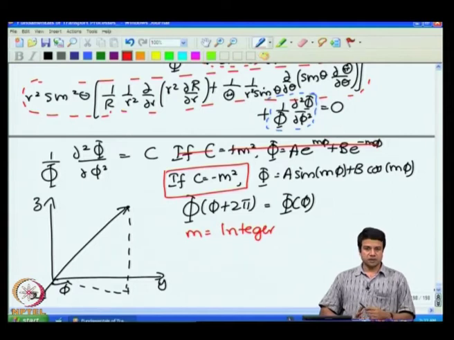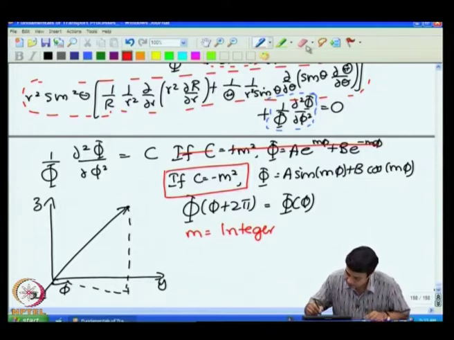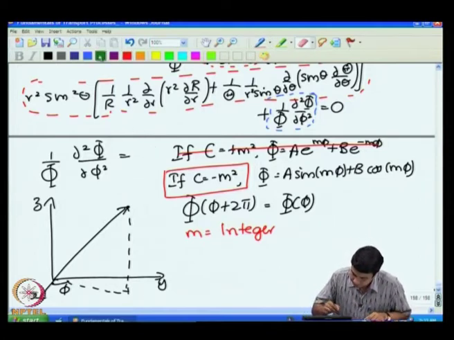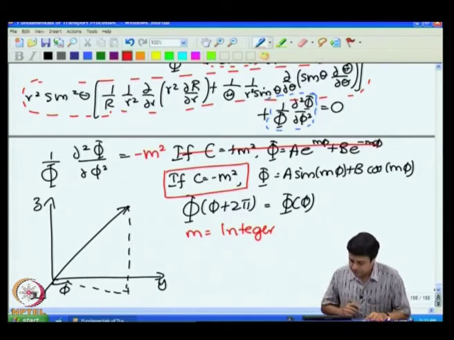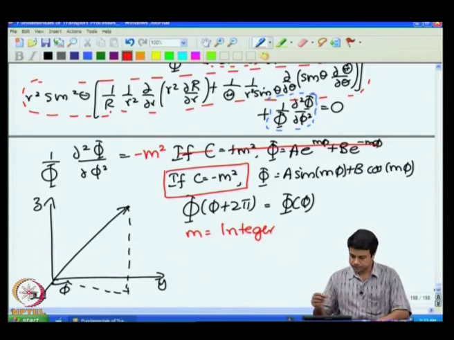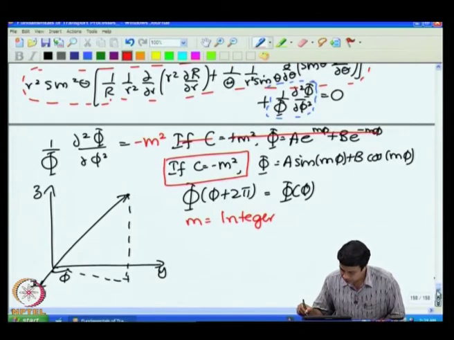So, in this spherical coordinate system, it is not the boundary condition that is giving me these integer eigenvalues. It is the requirement that when I go around by an angle of 2 pi, I should return to exactly the same physical location in space. For that reason, m has to be an integer and the constant has to be equal to minus m square, where m is an integer.